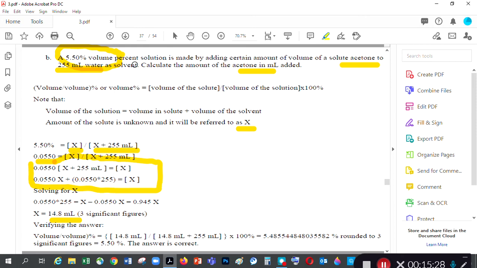So the amount of the acetone solute is 14.8 mL. Take 14.8 mL on the top as the solute divided by the total, correct? The total will be 14.8 plus 255, and the whole thing multiplied by 100, you get 5.50, which is the correct answer.